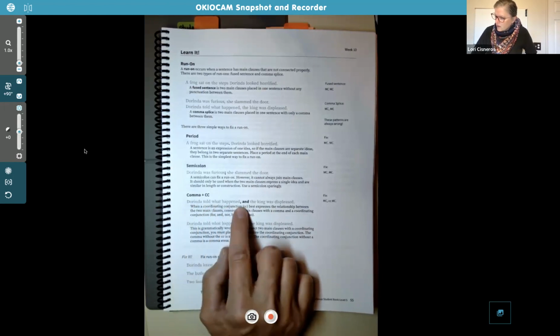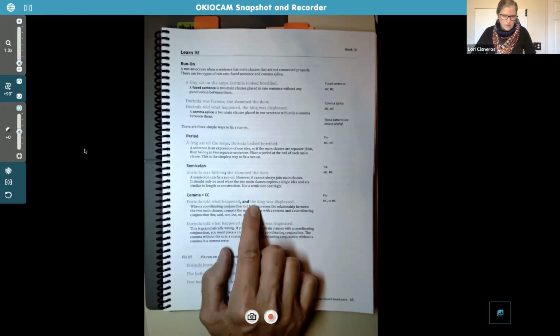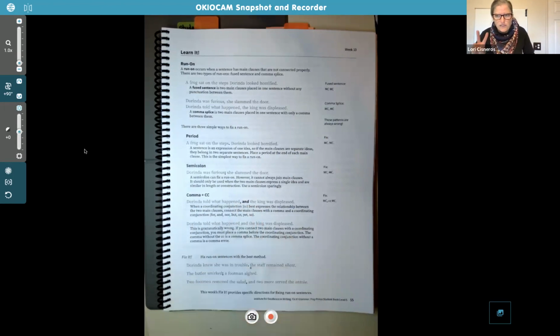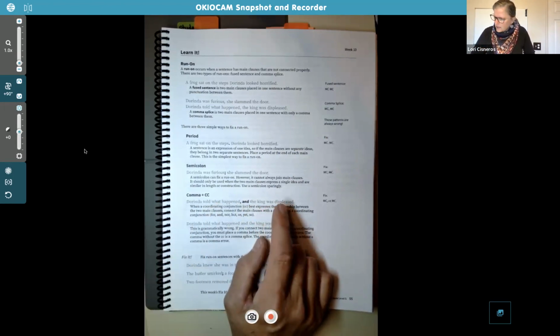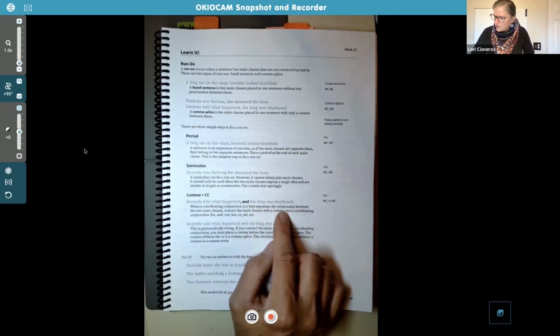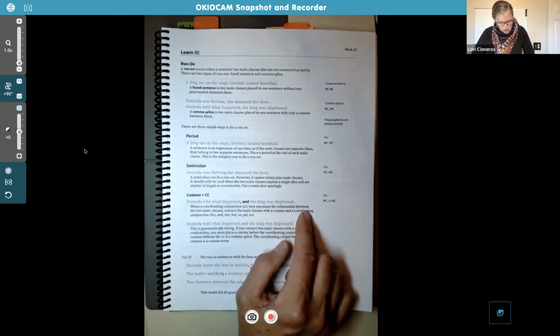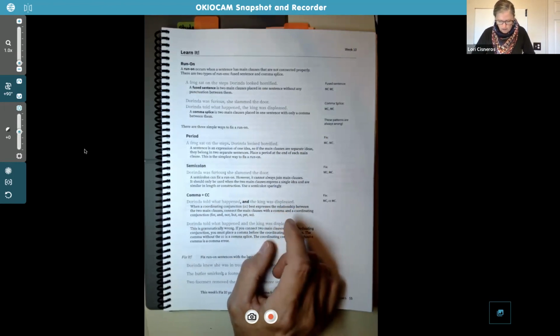So we need a comma. This is different than if you are listing maybe adjectives or items or events. When you're listing, you don't need a comma if you're only listing two things, but these are two thoughts. And it expresses the relationship between the two main clauses. So you do need a comma here and the word and.